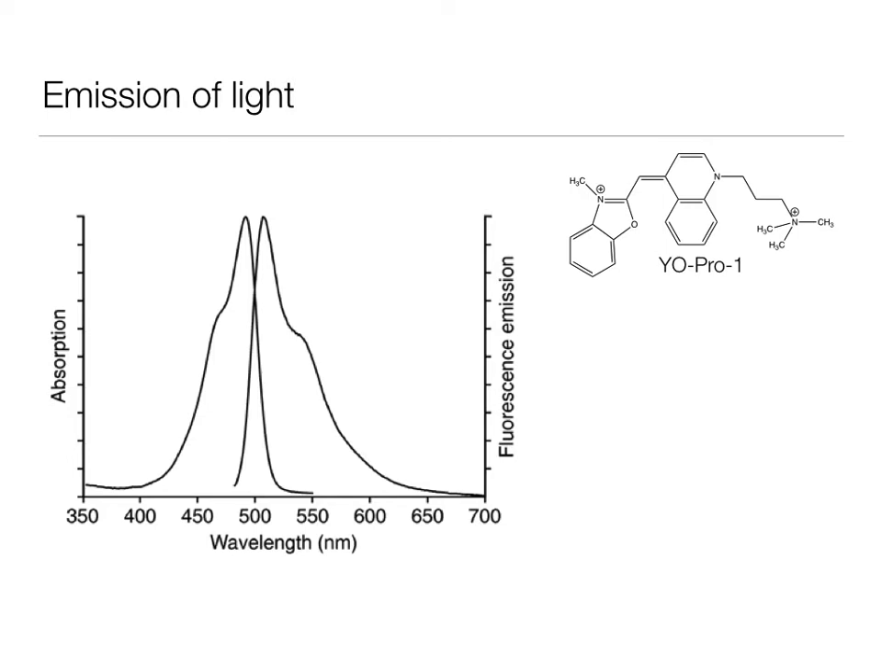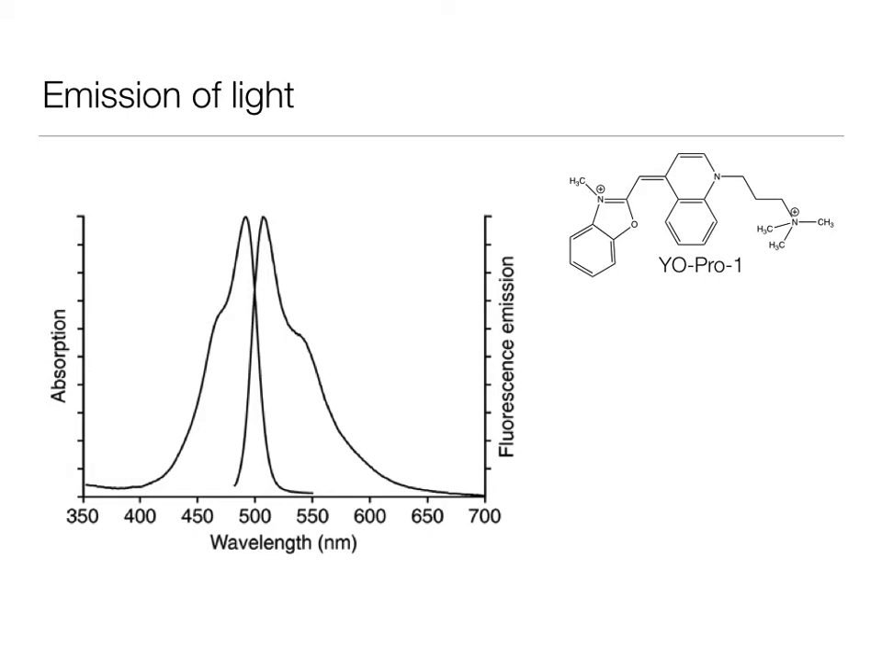So, fluorescence. Here I've got an absorption and a fluorescence spectrum, and we can see that the fluorescence spectrum is essentially a mirror image. It's at lower energy, longer wavelength, because I have my Stokes shift, which lowers the energy gap between my ground and my excited state. And this is just showing the absorption and the emission spectra of this molecule here, YoPro1. It's just a fluorescent molecule.